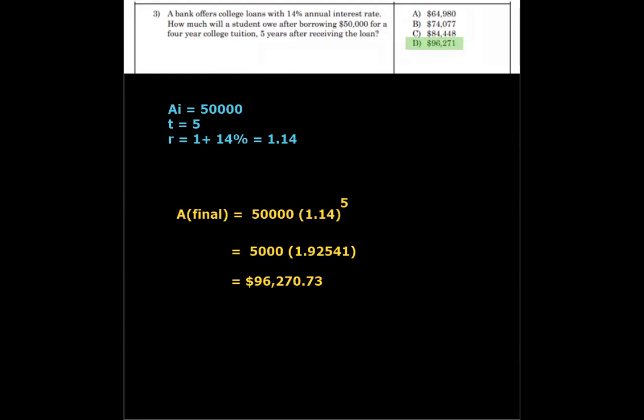Doing the exponent term separately, we see that 1.14 to the 5th power will be a multiple of 1.92541. Multiply that by 50,000, and we get the loan now owed to the college will now be $96,270.73. The correct answer was D.